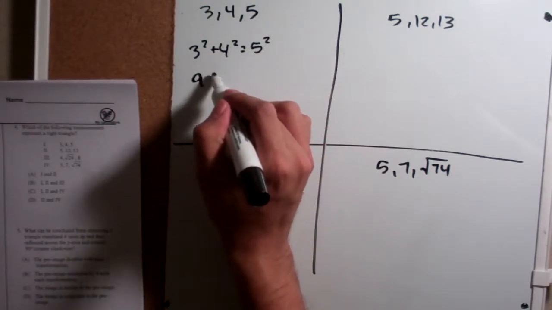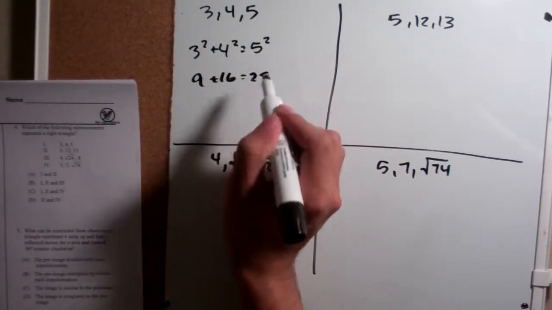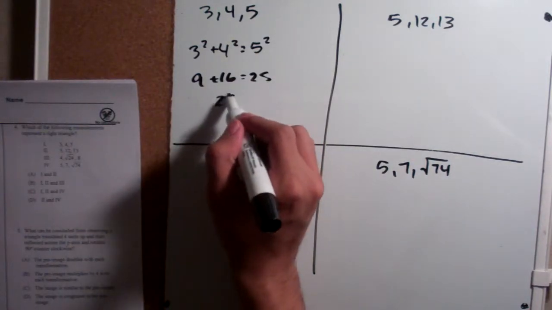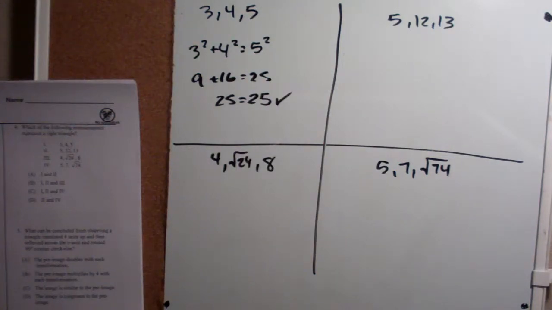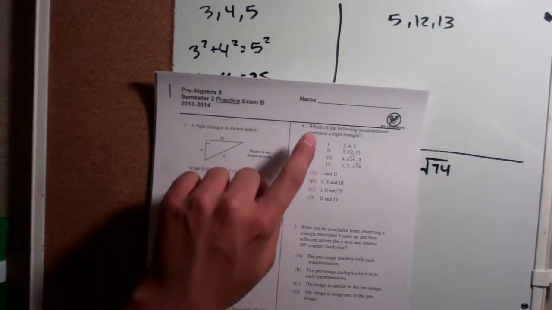Alright, well this will be 9 plus 16 equal to 25. And 9 plus 16, I believe that's 25. So yep, we get a true statement. Okay, so this is a right triangle. It satisfies the Pythagorean theorem. So with this, we know that 1 is true.